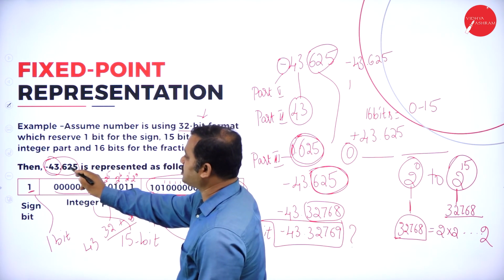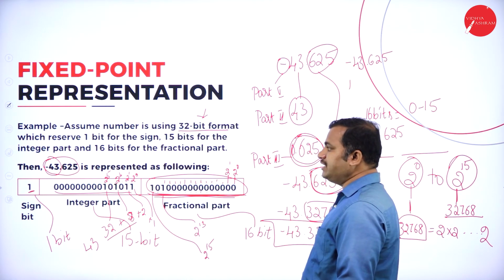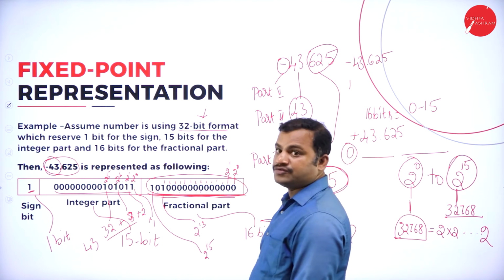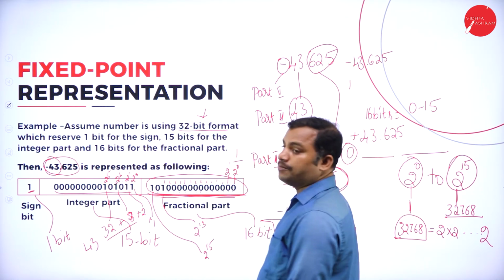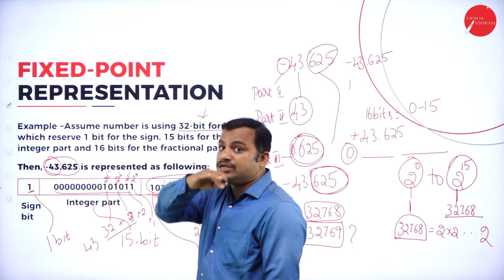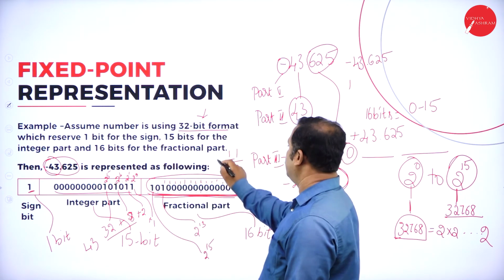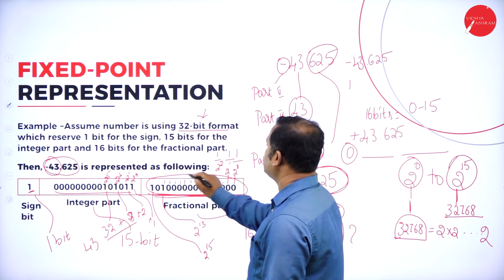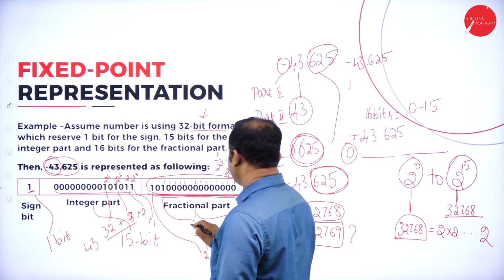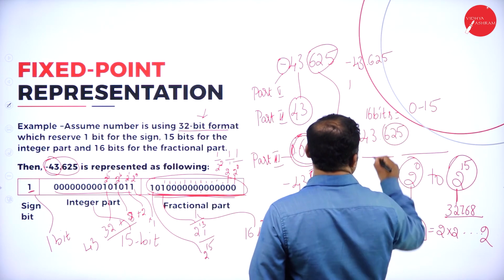Then I have 0.625. How can I represent the 625 here? In the same format. Please don't forget, it is not 2 to the power of 0, it is 1 divided by 2 to the power of 0, because I have the values after the decimal point, not before the decimal point. So this turns out to be 1 divided by 2 to the power of 1, then 1 divided by 2 to the power of 2, and so on till here. We have 1 at 2 to the power of 13, that is 1 by 2 to the power of 13, and 1 by 2 to the power of 15. That turns out to be the value equal to 0.625.